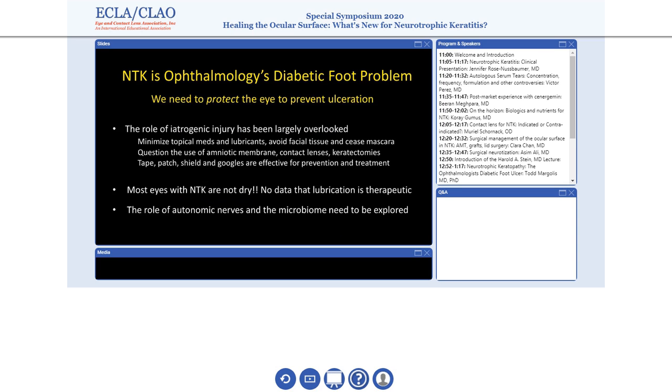So this is ophthalmology's diabetic foot problem, neurotrophic keratopathy. We need to protect the eye to prevent ulceration. The role of iatrogenic injury has largely been overlooked in our field. We need to minimize meds and lubricants, avoid facial tissue, and cease mascara. We have to question the use of amniotic membrane contact lenses in keratectomies. Try to find prospective trials on these.